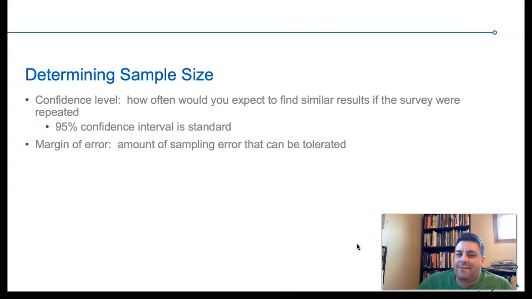Margin of error is the amount of sampling error that can be tolerated. You see this a lot in political polls. They might say a 5% margin of error, or a 10% margin of error, though it's usually not 10%. That's pretty large, but maybe 3% or 4%.